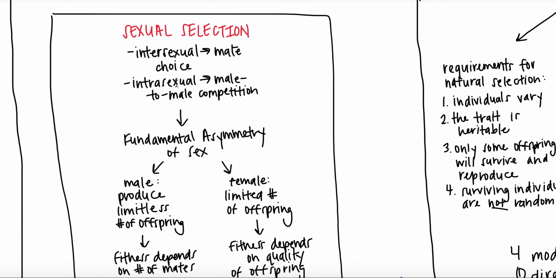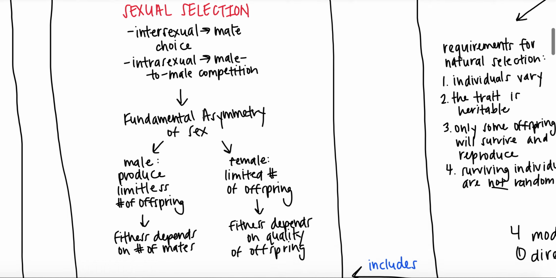So intersexual selection is mate choice. So intersexual is between the two sexes. So a male chooses a female and a female chooses a male. Intrasexual is, for example, male-to-male competition where two males fight over one mate or territory, so it's between the same sex.